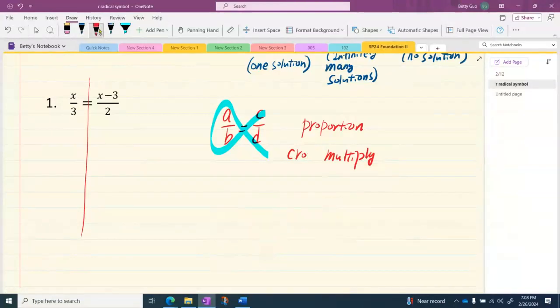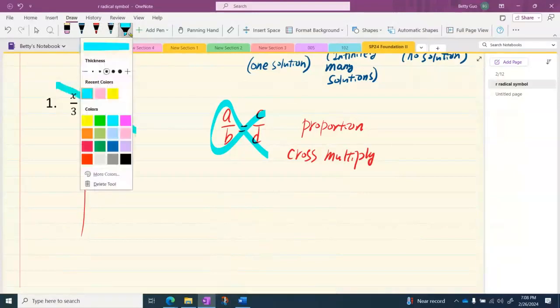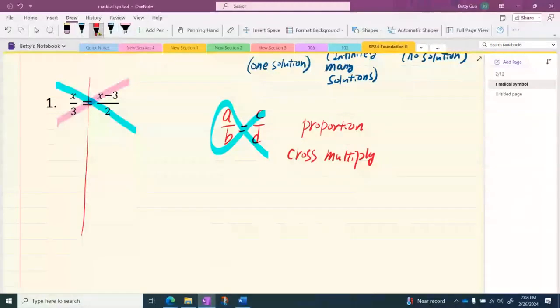Cross multiply is the technique to solve a linear equation in one variable if the equation is a proportion. It has that butterfly structure. How do we do that? We look at the two diagonals. We take one diagonal, let's say the blue one. On that diagonal, we have two terms: upper left x, bottom right 2. We're going to multiply them together.